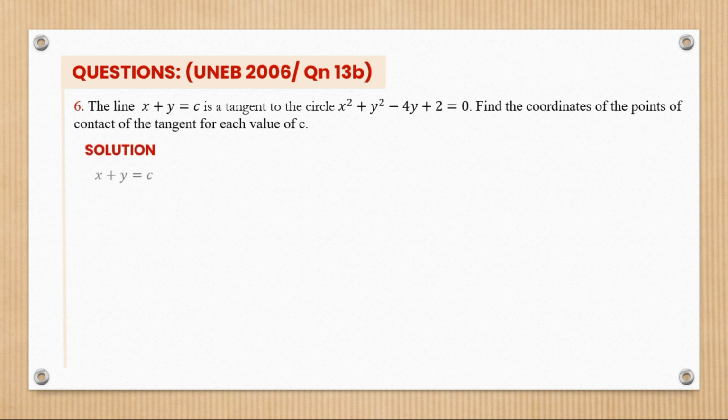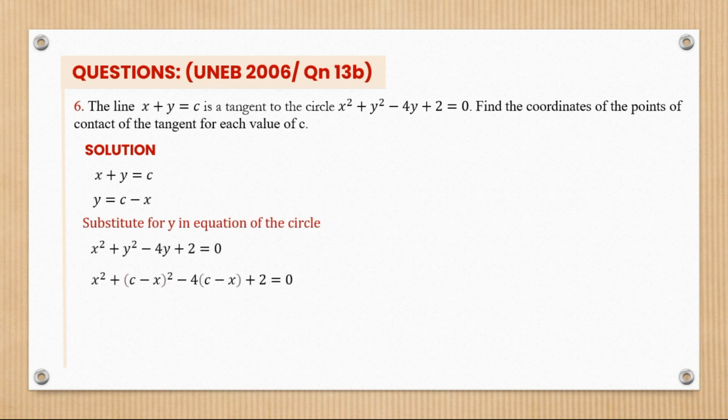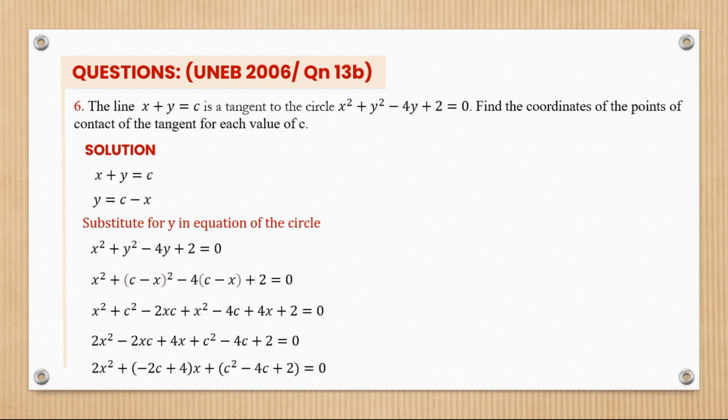So this is the same thing. First of all, I'm going to make y the subject. y shall be equal to c minus x, which I substitute for y into the equation of the circle, and this is what I'll have. When I expand each of the values, this is what I have. Then I simplify further and group values that have x squared, those that have x to the power 1, and those that don't have x at all. So this is what I'll have.